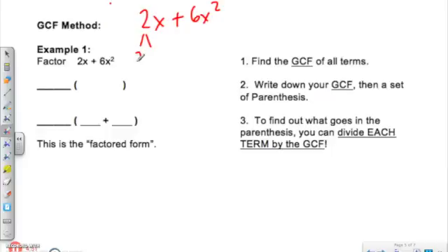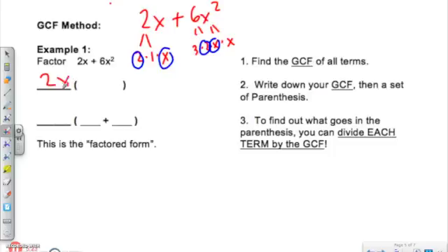Now a 2 breaks down into 2 times 1. So I have 2 times 1. I also have that x that I'm multiplying by. When I break this down, 6 is going to break down into 3 times 2. And x squared is going to break down into x times x. So if I'm looking for my common factors, I have a 2 here, I have a 2 here, I have an x here, and I have an x here. So my greatest common factor is going to be 2x.